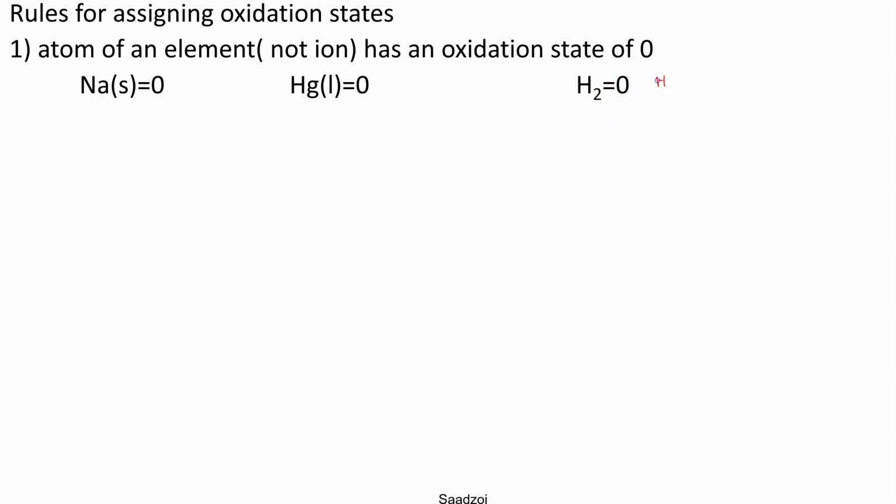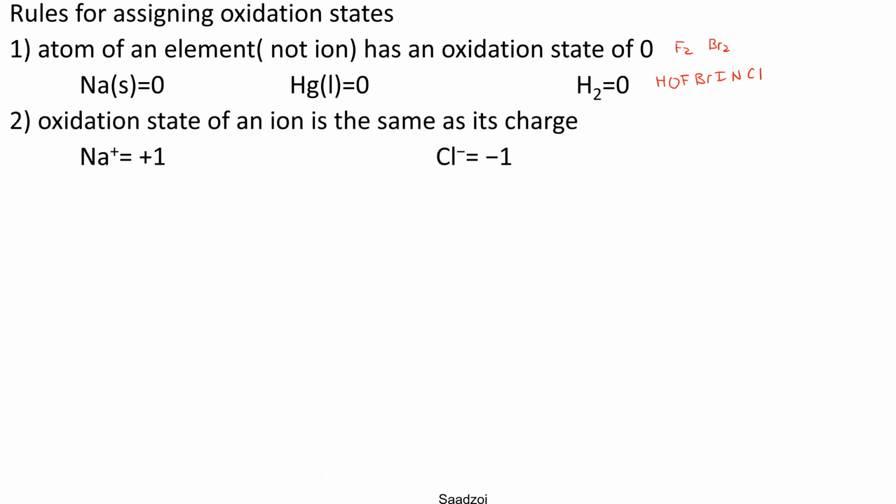In case you forgot your diatomics, the way you remember them is with HOFBrINCl. So it's your mnemonic to remember these. These are all the diatomics, each combination representing the elements. So this is H2, O2, F2, Br2, I2, N2, and Cl2. So if you have F2, oxidation 0. Br2, oxidation state 0. N2, 0. So any diatomic oxidation state is 0.